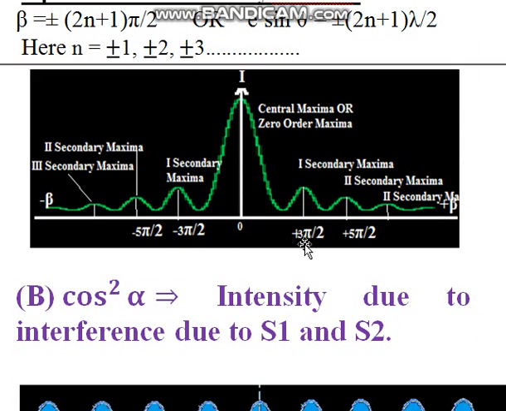This is at plus 3 pi by 2, then after that plus 5 pi by 2, and so on. This is the point of plus 7 pi by 2, and similarly with the negative sign on the left hand side of the central maxima, there is an identical pattern on both sides. Okay, so all these things were already discussed in the previous video lesson.